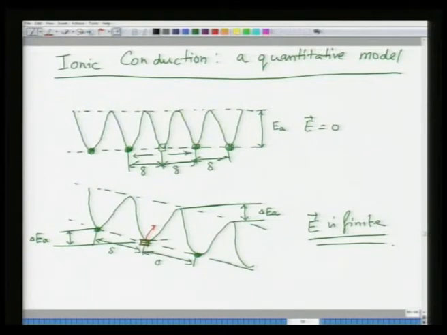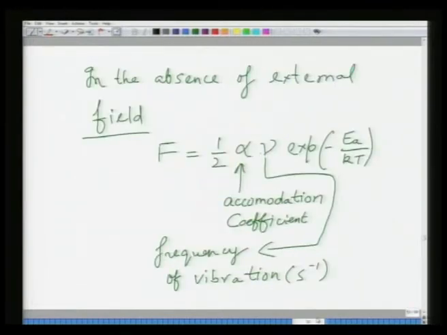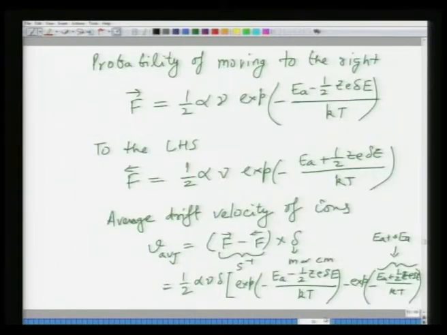Now, when you apply a finite electric field, there is a tilt in the potential well, let us say towards the right. As a result, the barrier on one side is decreased by a magnitude delta E A, and it is increased by a magnitude delta E A on the other side, since the potential wells are symmetric. As a result of the application of external field, the probability term gets modified. Because of the unequal barrier to be crossed on either side, the probability to move to the right is higher as compared to moving to the left.